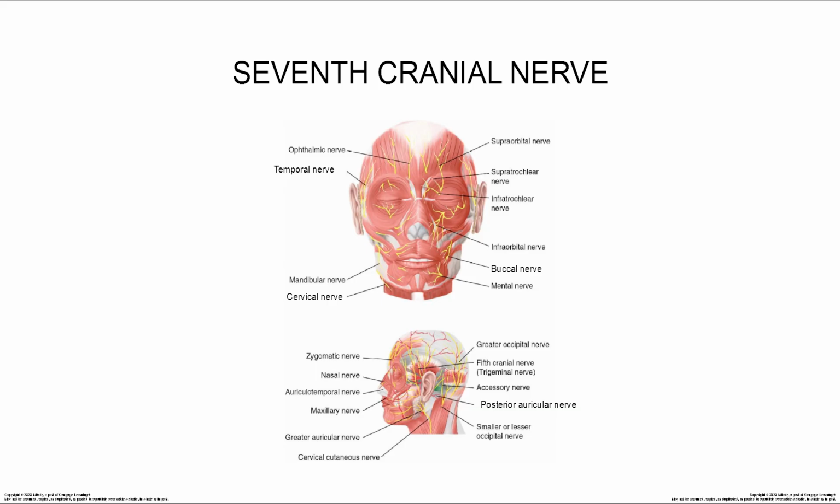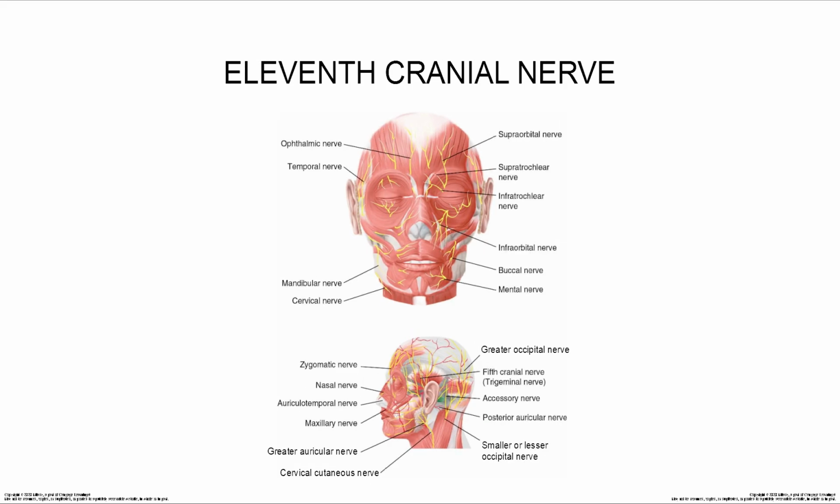The seventh cranial nerve is also known as the facial nerve. The branches of this nerve will include the following: the buccal nerve, which affects the muscles of the mouth; the cervical nerves that affect the side of the neck and the platysma muscle; the mandibular nerve that affects the muscles of the chin and lower lip; the posterior auricular nerve affects the muscles behind the ear at the base of the skull. The temporal nerve affects the muscles of the temples, and the zygomatic nerve affects the muscles of the upper part of the face.